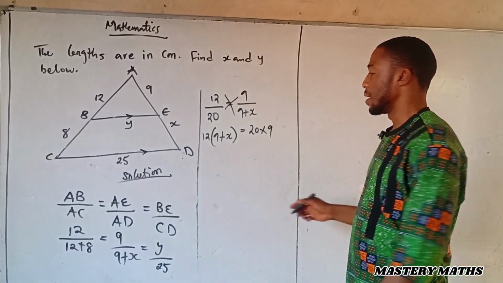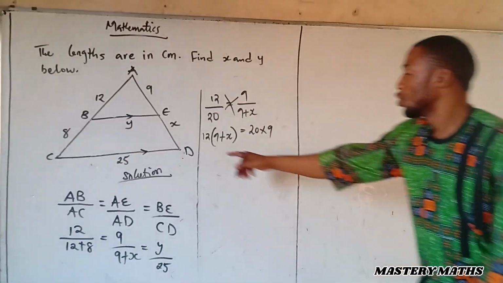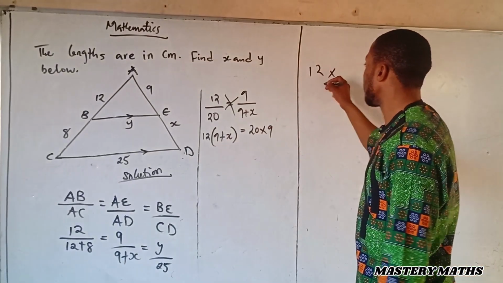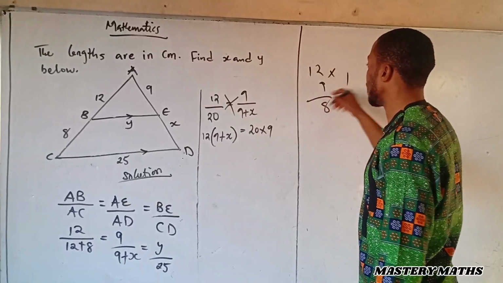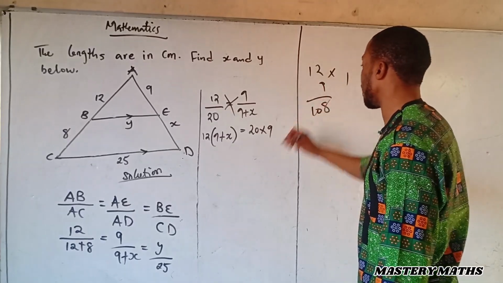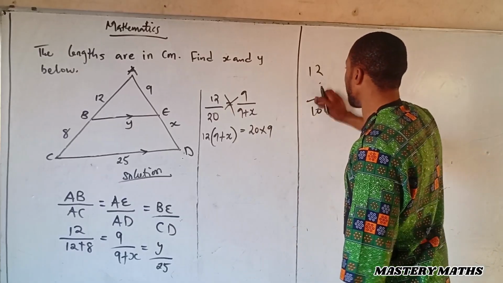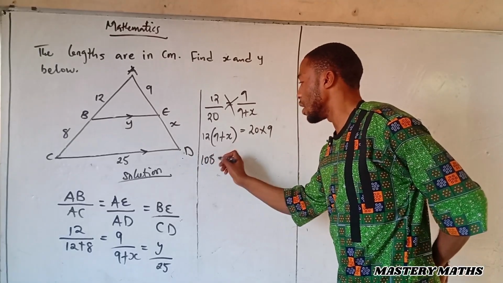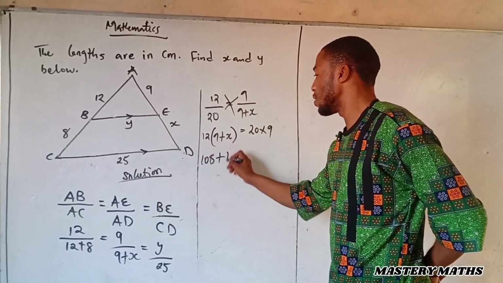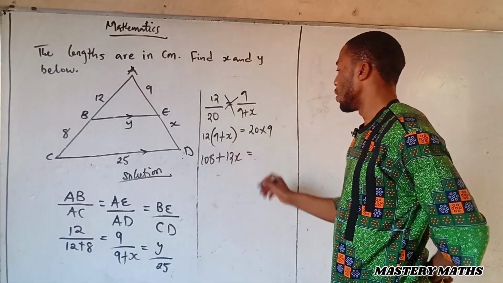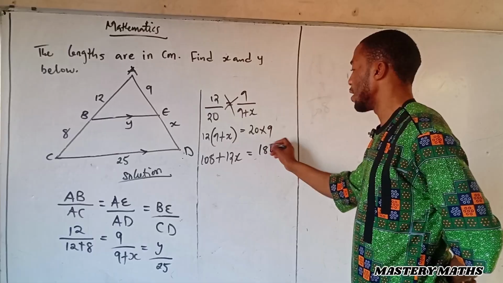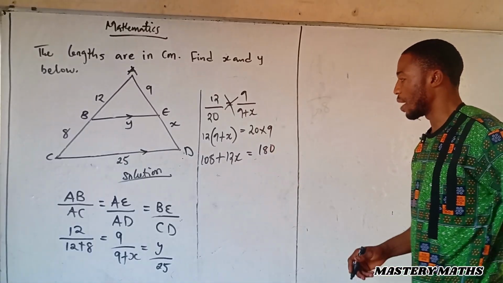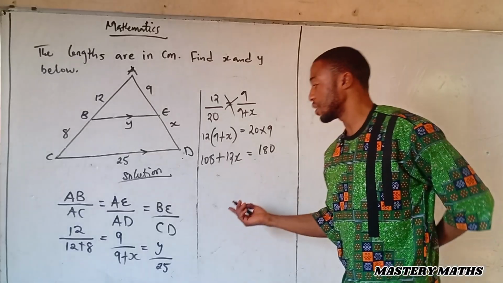You see it now? Now in this place you will have 12 times 9. 9 times 2 is 18, 9 times 1 is 9 plus this 10, you have 108. Here you have 108 plus 12 times x, which is 12x, equal to 180. What should I do first?